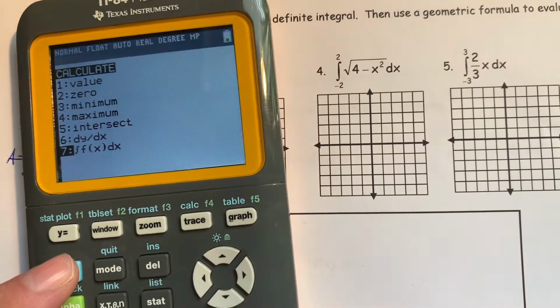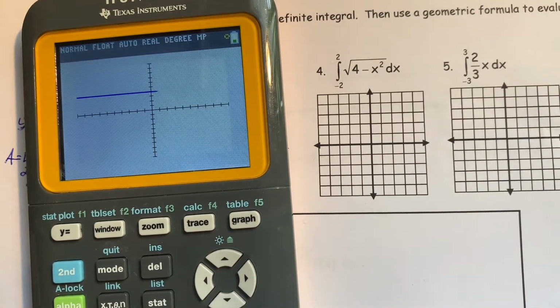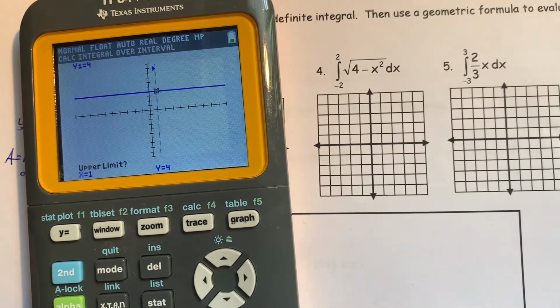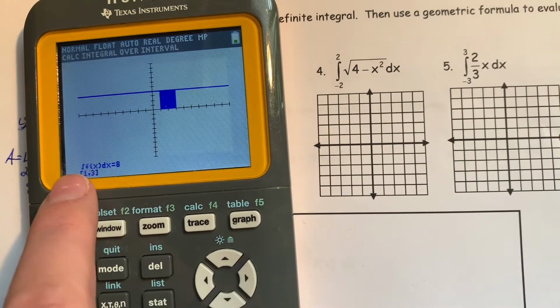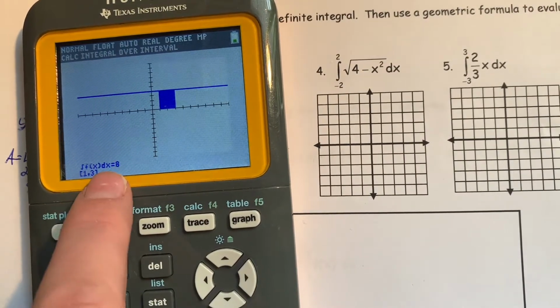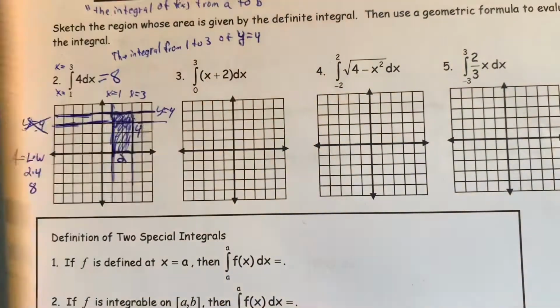If I do the integral, so here's y equals 4, and I do the integral from 1 to 3, you can see there is that area, and it's 8. The integral of f of x from 1 to 3 is 8. And we can see a nice pretty picture there.